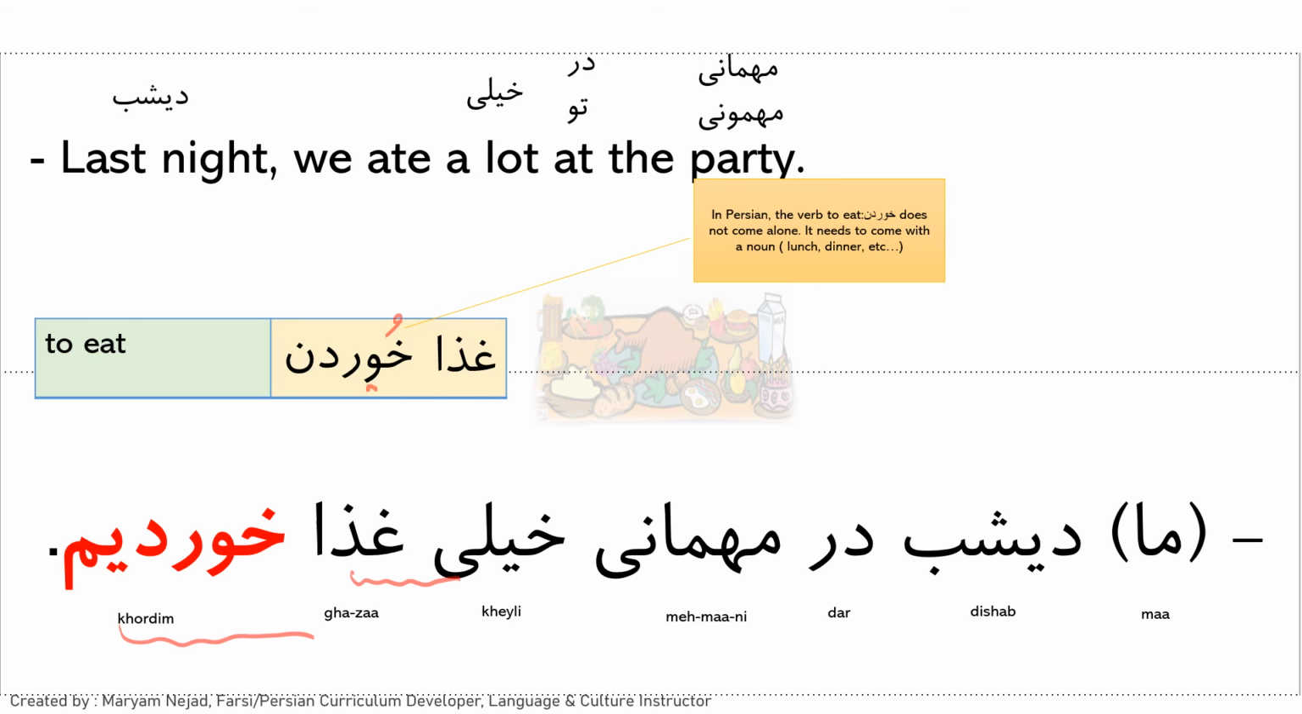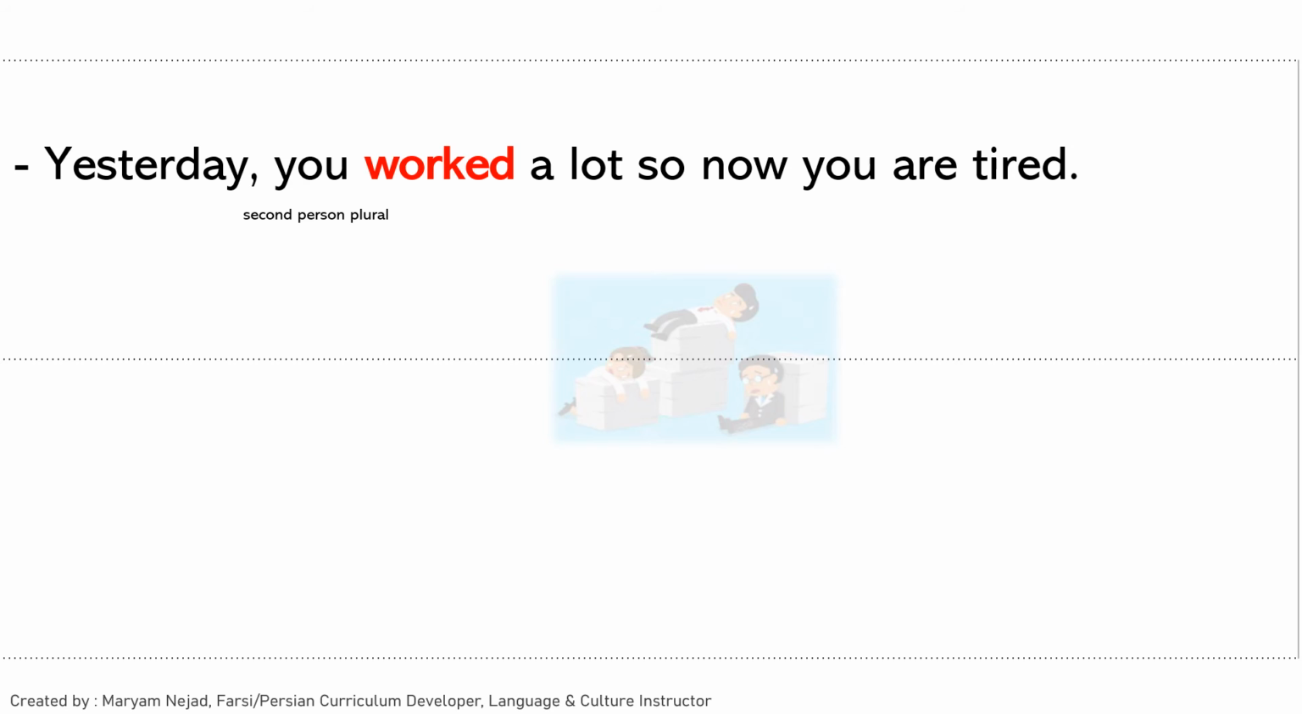All right, and now the informal of the sentence: dar, the informal is to, and mehmani, informal is mehmoni. So this sentence in the informal spoken language is, and I'm not going to pronounce the subject anymore, دیشب تو مهمونی خیلی غذا خوردیم.